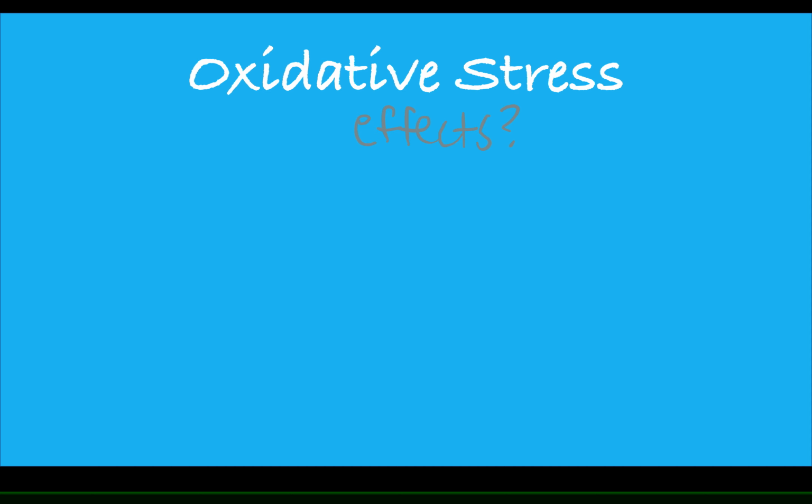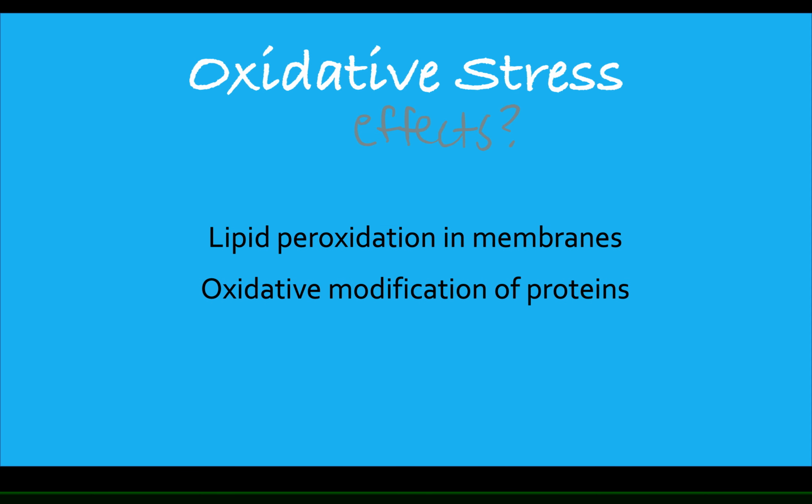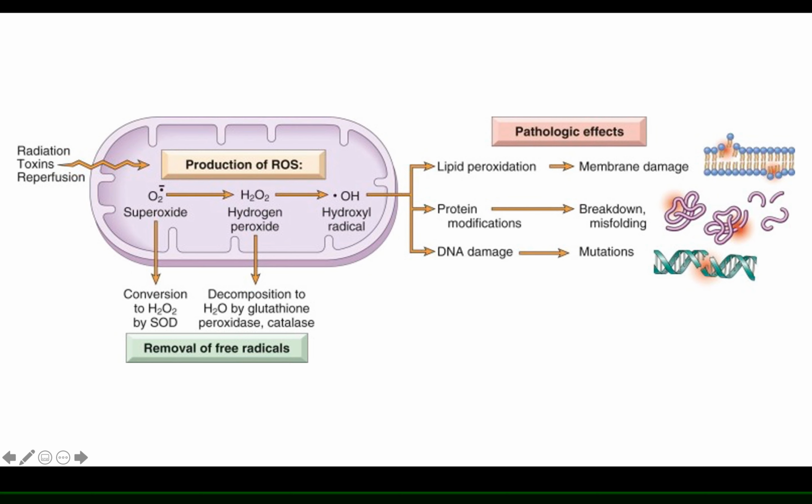But what does that actually do? Well, it can cause lipid peroxidation within the membranes. It can cause oxidative modification of proteins, and it can actually create lesions or problems in the DNA. So all of those are very negative. Those can cause cell death.